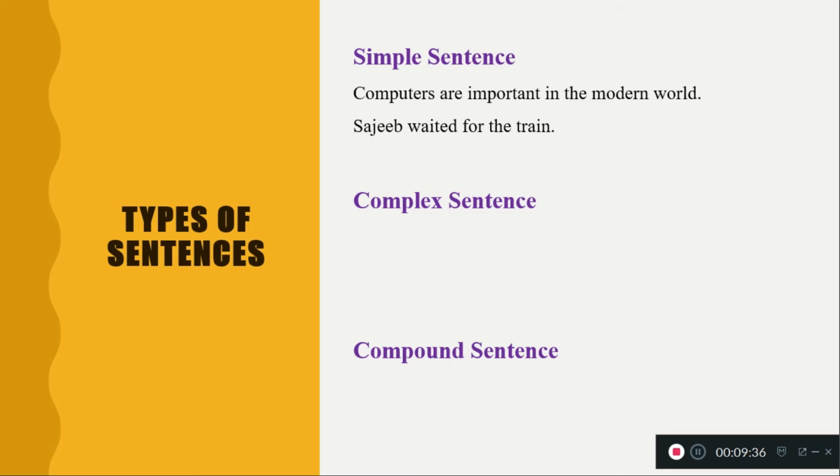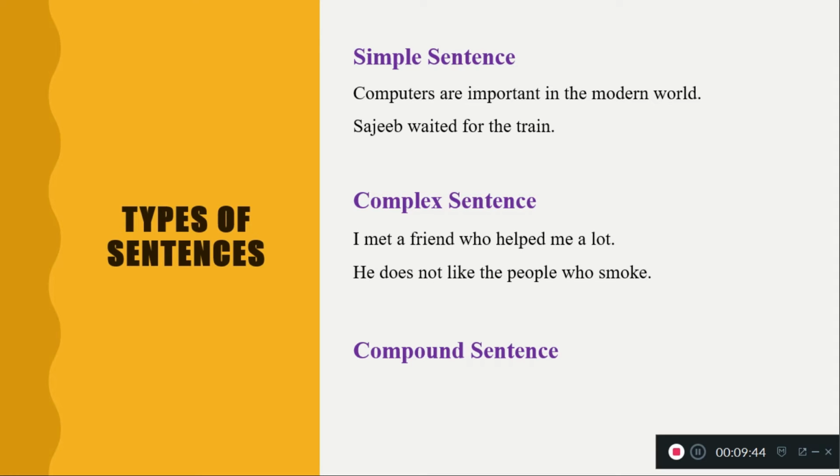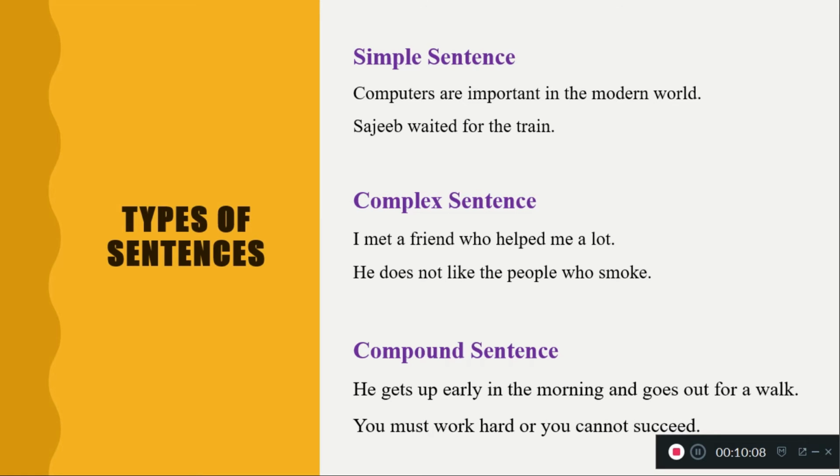A complex sentence is made up of an independent clause and one or more dependent clauses connected to it. Look at the example sentences. In the first sentence, I met my friend is the principal clause, and who helped me a lot is the subordinate clause. Similarly, in the second sentence, he does not like the people is the principal clause and who smoke is the subordinate clause.